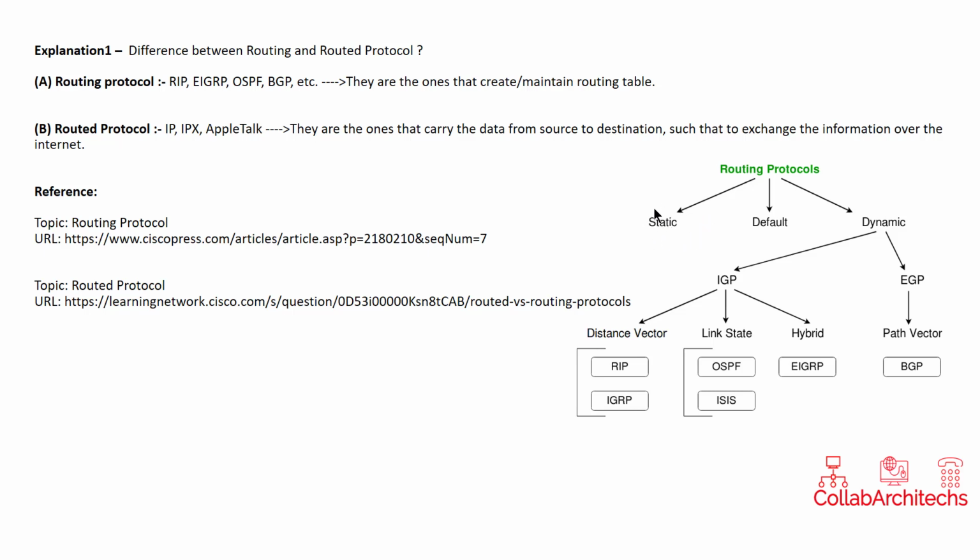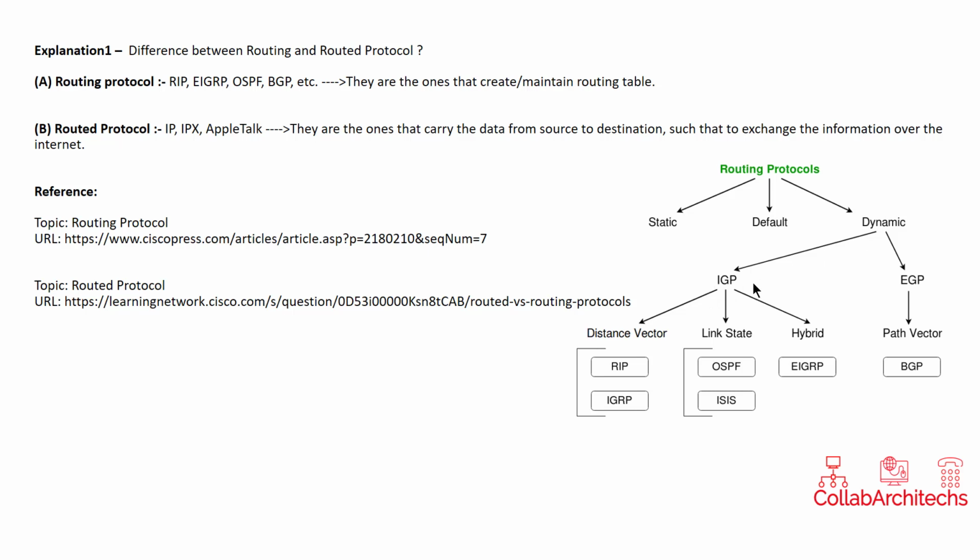If you see the different types of routing we have, one is static routing, which is also maintaining the routing table. Another is default routing and another is dynamic routing protocol. RIP, EIGRP, OSPF are all part of the dynamic routing protocol. Why is it dynamic? Because they are dynamically creating and maintaining the routing table in the router.